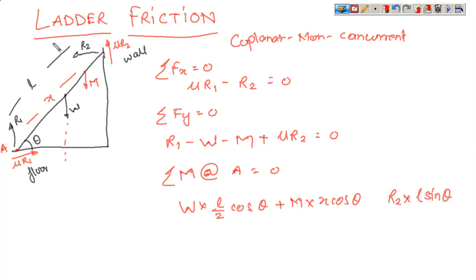The nature will be anti-clockwise. So this is minus. Okay. Now for this mu R2, this is minus mu R2 into L cos theta. This distance will be L cos theta. So mu R2 into L cos theta is equal to 0.